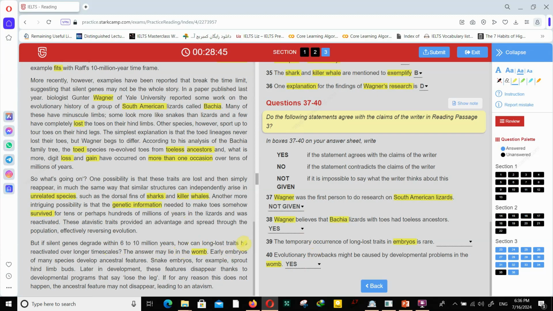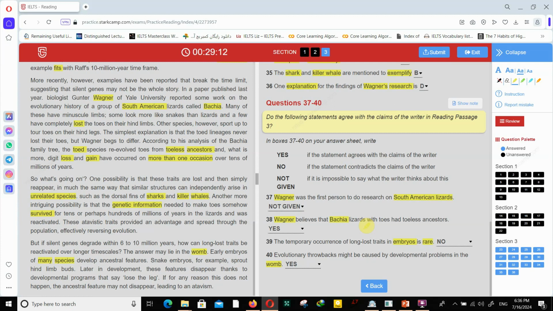And early embryos, the temporary occurrence of long-lasting traits in embryos is rare. Early embryos of many species develop ancestral features. But here it says many species, here it says rare. This is completely the opposite. So the answer here is no, actually. So here are the answers for all of these questions.